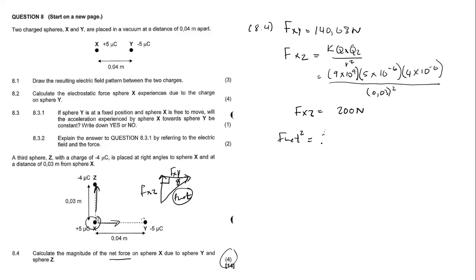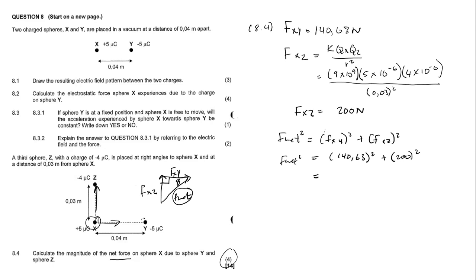So you're going to say Fxy to the power of 2 plus Fxz to the power of 2. Now, what is Fxy? We said, here it is, Fxy, it's 140.63 to the power of 2 plus Fxz, we just determined it over here, it's 200 newtons to the power of 2. So remember, on this side, you have F net squared, not just F net. So it's mathematics. Be careful.